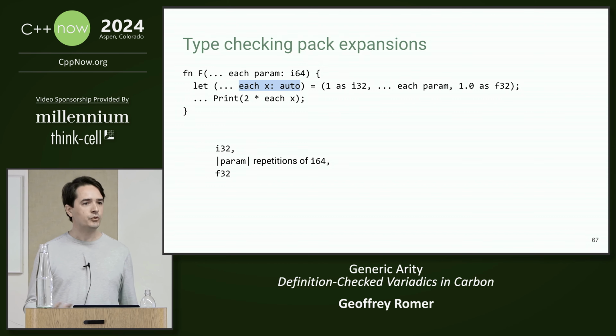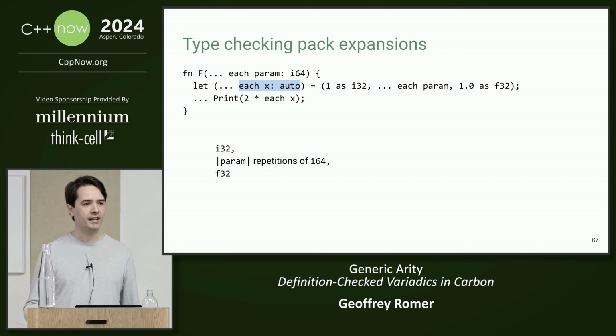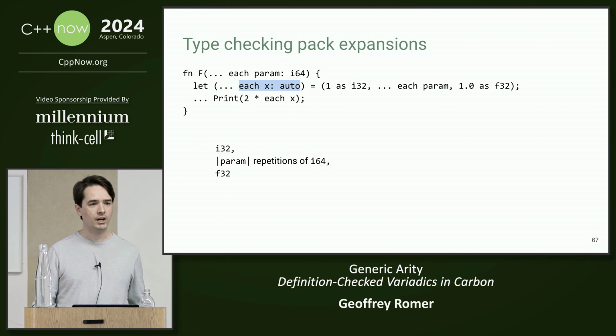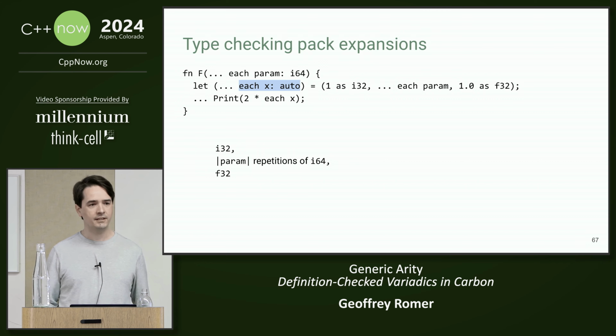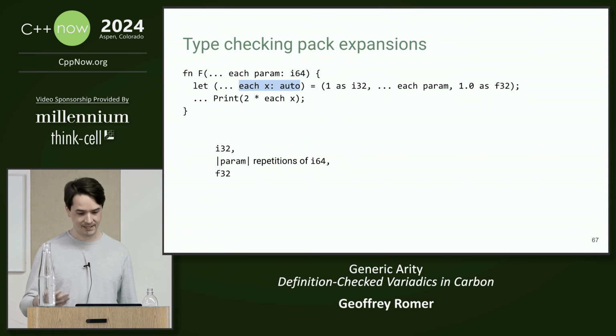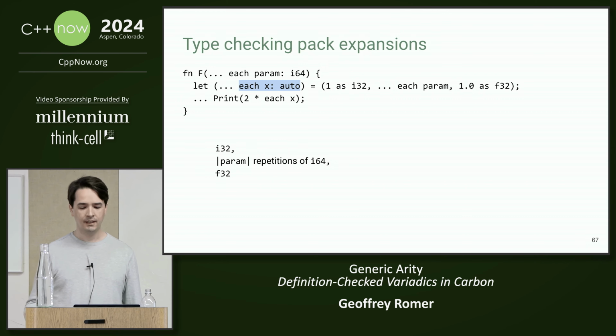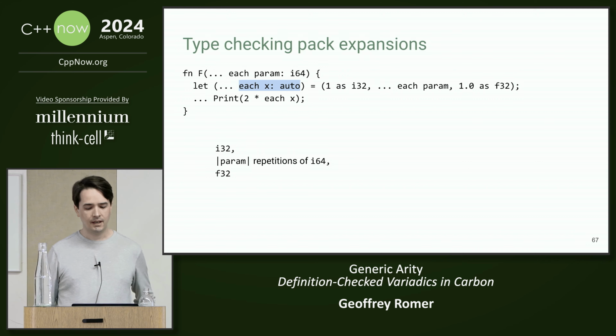It's going to be some number of repetitions of I64. And specifically, that number is going to be equal to the number of elements in param. Here I'm using vertical bars as the usual math notation for the size of a sequence. In C++, this would be easier because we don't type check until the function is instantiated for a given call site. And then we would know what the arity of param is, and we could write I64 that many times.